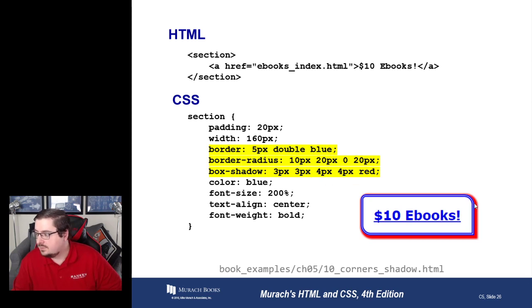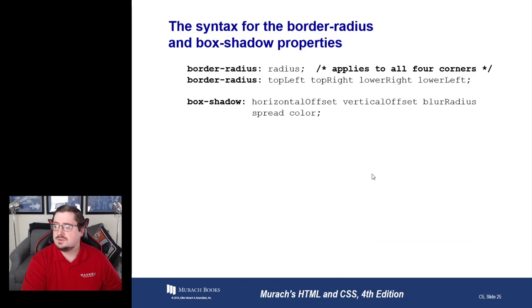You can also see this red sort of halo there. That is the shadow. That's the box shadow that's setting that. So there's a few different values here. We can see that there's 4 different measurements: 3 pixels, 3 pixels, 4 pixels, 4 pixels, and then red. So that last setting is the color of the drop shadow. But what are the other 4 values? So let's look at that.